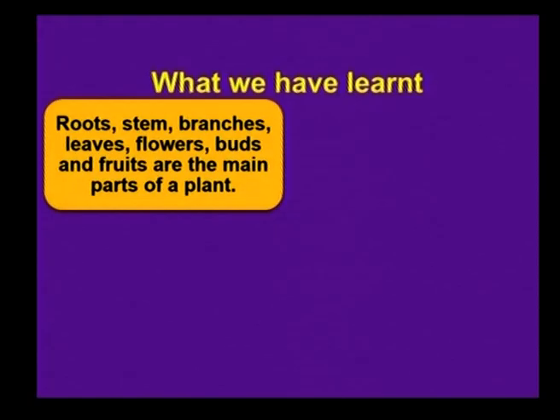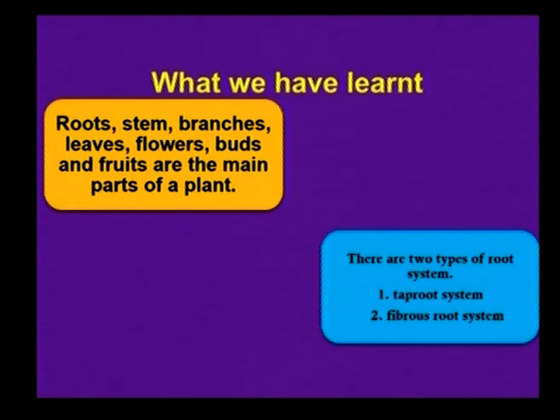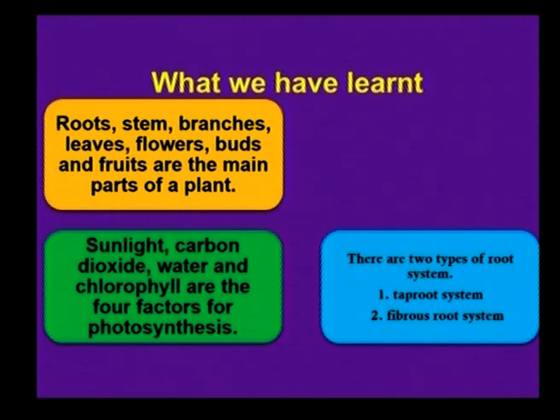We learned so many things about the life process in plants and animals. Let us sum up the main points. What we have learnt: roots, stems, branches, leaves, flowers, buds and fruits are the main parts of a plant. There are two types of root system, taproot system and fibrous root system. Sunlight, carbon dioxide, water and chlorophyll are the four factors for photosynthesis.